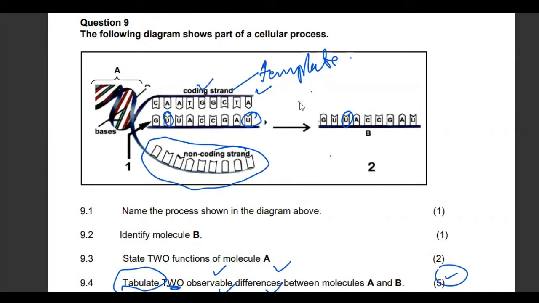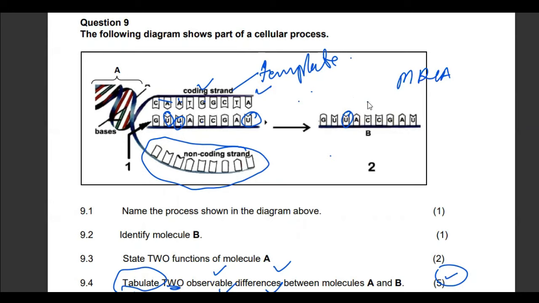It's being shown there that this one is acting as a template, using free-floating messenger RNA nucleotides, so you have to write messenger RNA nucleotides, to form a complementary strand where adenine goes with uracil and guanine goes with cytosine. The complementary strand moves out of the nucleus via the nuclear pore to the cytoplasm onto the ribosome. So basically, that's what you're supposed to explain.